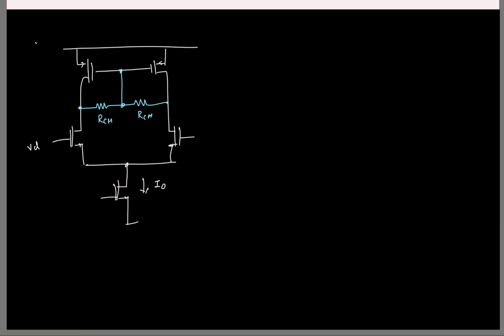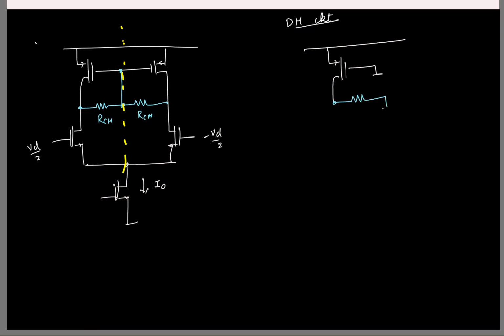So assume that the input is some VD by 2 and minus VD by 2. So what is the differential mode half circuit? I have the PMOS here. Again, all the voltages along the line of symmetry are incrementally ground. So the gate voltage is ground. What happens to RCM? Like this. And then I'll have the NMOS like this. So now what is the differential mode gain?